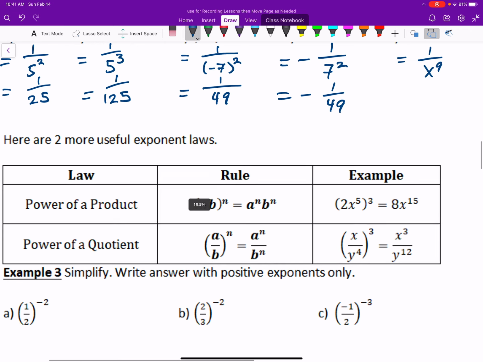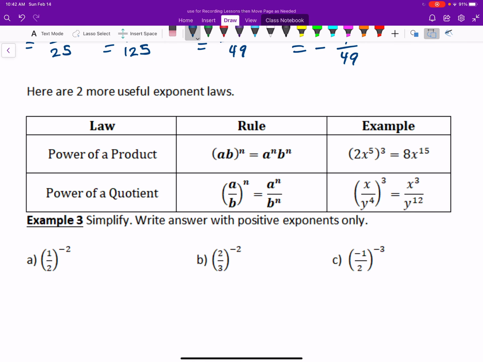Here's a few more rules which you may or may not have worked with before. If we have a multiplication, in other words a product, inside brackets or being affected by an exponent anyway, it's like the distributive law. So this ab is being affected by this exponent n. We're going to apply that exponent n to the a and to the b individually. So that's how I get a to the n and b to the n.